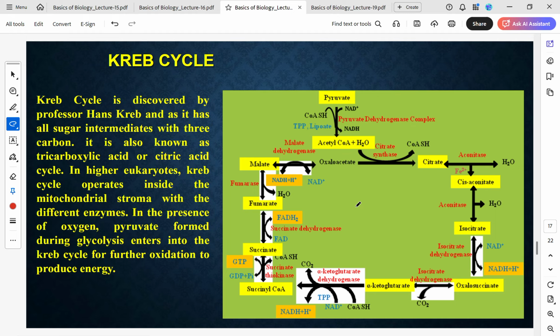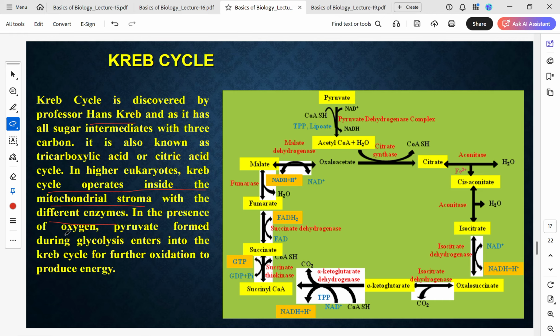Now, next comes, so now you have pyruvate molecules present. There is a pool of pyruvate molecules. What's next? If there is oxygen present, the pyruvate molecules will go into the Krebs cycle, which was discovered by Professor Hans Krebs, and it is also known as the tricarboxylic acid cycle or citric acid cycle. In higher eukaryotes, the Krebs cycle operates inside the mitochondrial matrix with different enzymes. In lower eukaryotes, it happens in the cytoplasm.